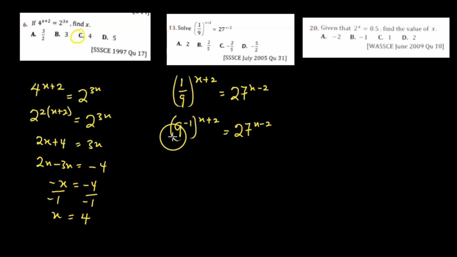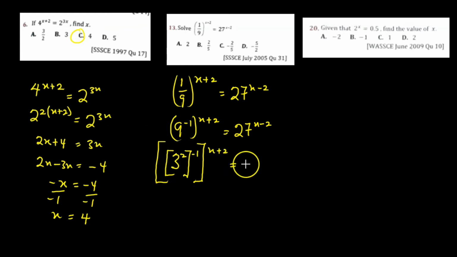Now changing them to a common base, we can write 27 as a base of 9, but we can write them to a base of 3. So we can write 9 as a base of 3, which is 3 to the power 2 all raised to the power negative 1 before you raise it to a common power of x plus 2. And 27 can also be written as 3 to the power 3 all raised to the power x minus 2.